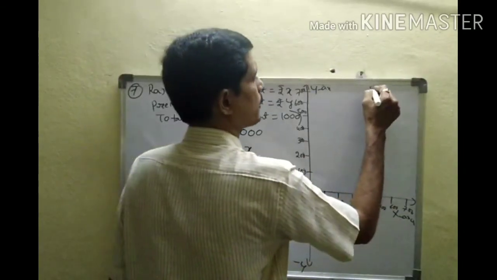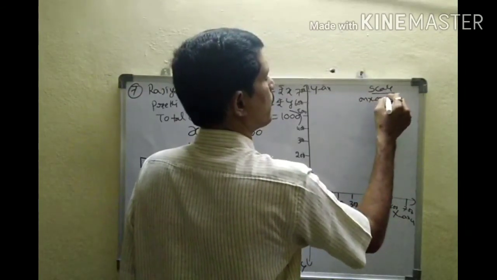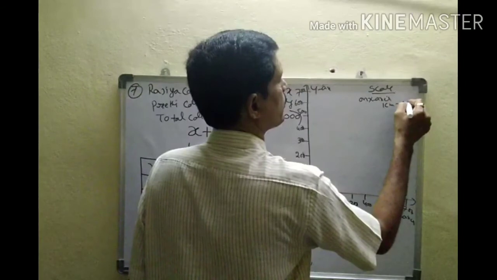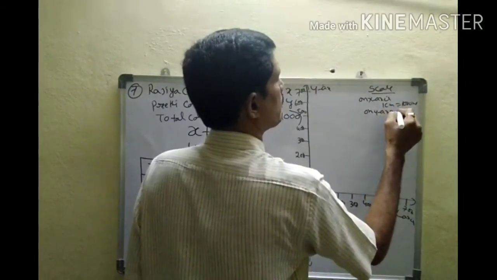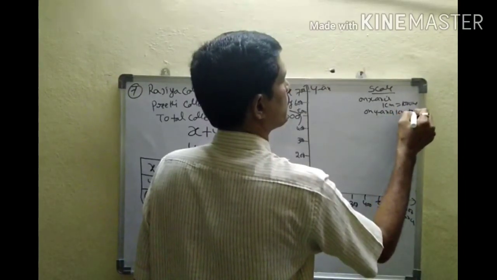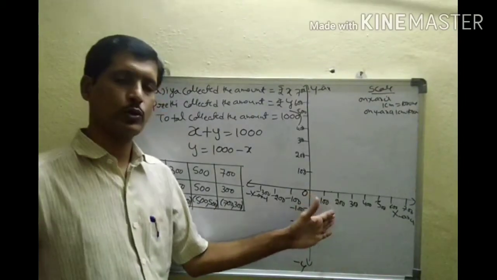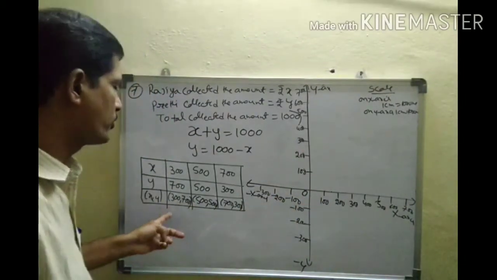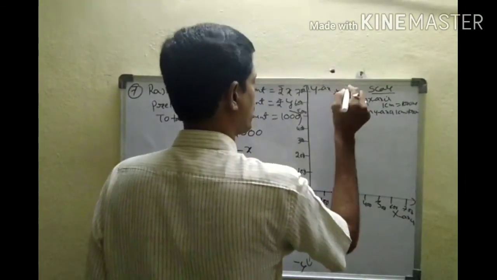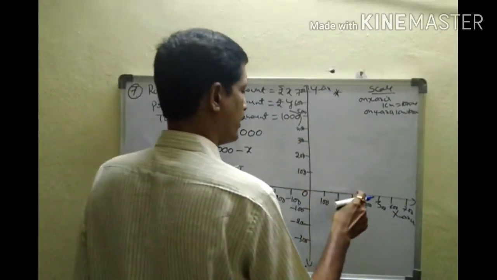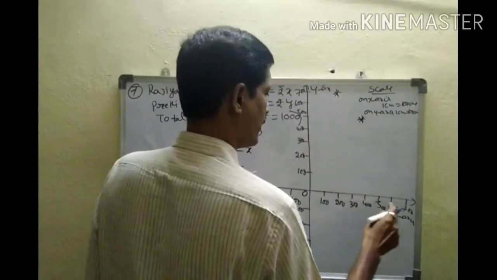Here write the scale. On x-axis, 1 centimeter equal to 100 units. On y-axis, 1 centimeter equal to 100 units. Okay. Here take 200. That graph is small only. Here 300 and 700. Next one is 500, 500. Next one is 700, 300.